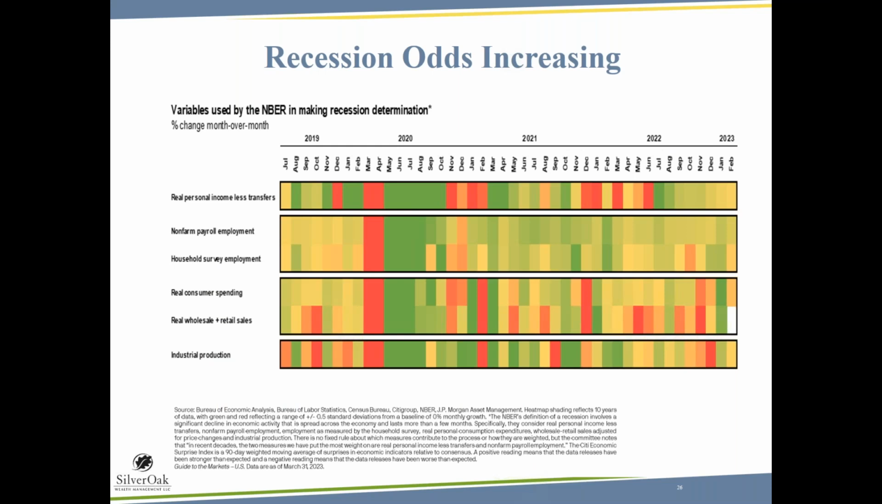We've touched on the recession a couple of times. So what is this chart showing us, Jonathan? It's a heat map of the variables that the National Bureau of Economic Research looks at in determining whether we're in a recession or not.